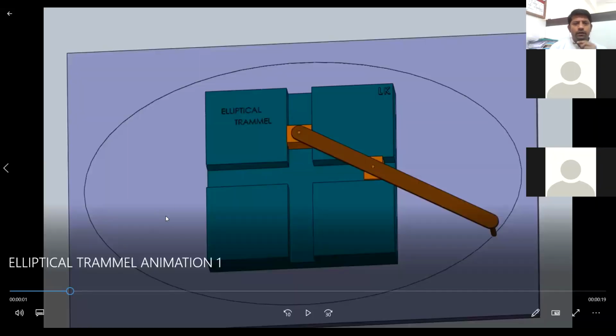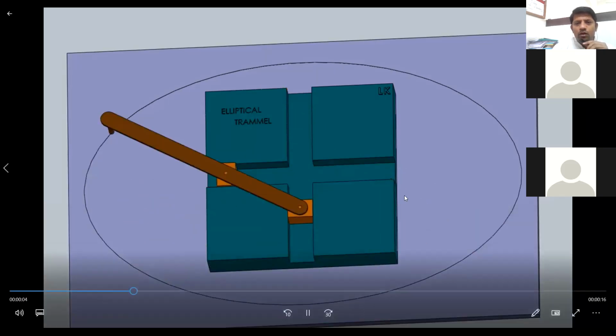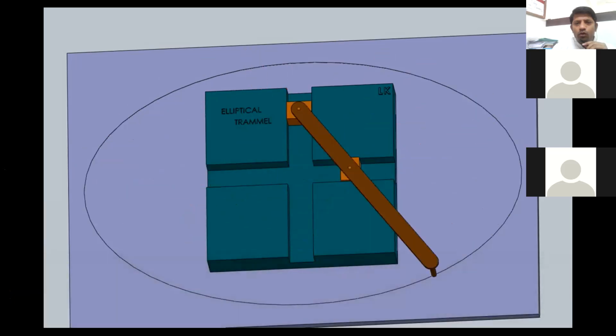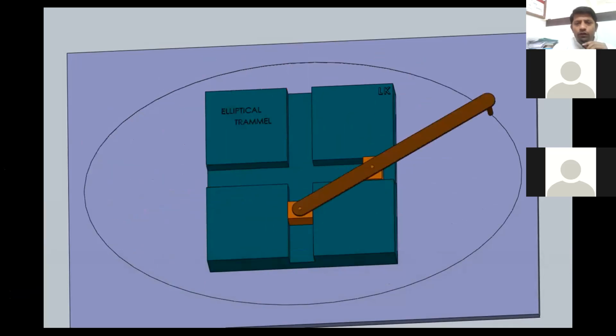See, it is an elliptical trammel. This is the plate which is provided with slots, horizontal slot and vertical slot, and these are the sliders which are sliding there like this. It is the link AB, and we have extended it, and we have attached some drawing instrument at its end. Now see how it will work. Look at the motion of different links.